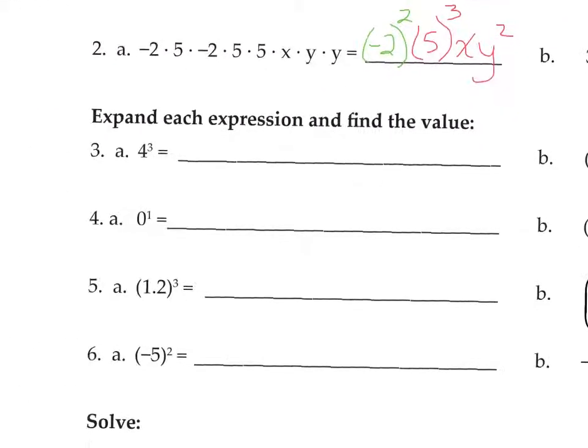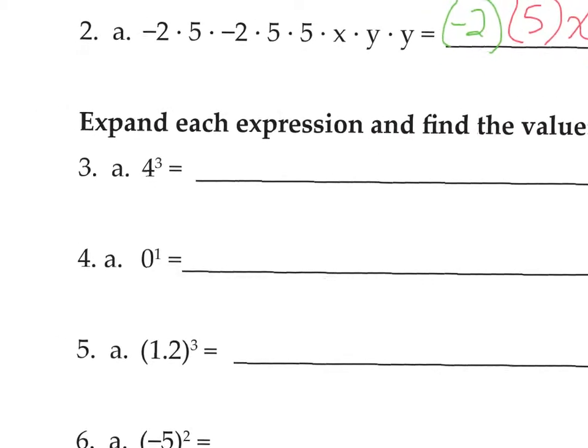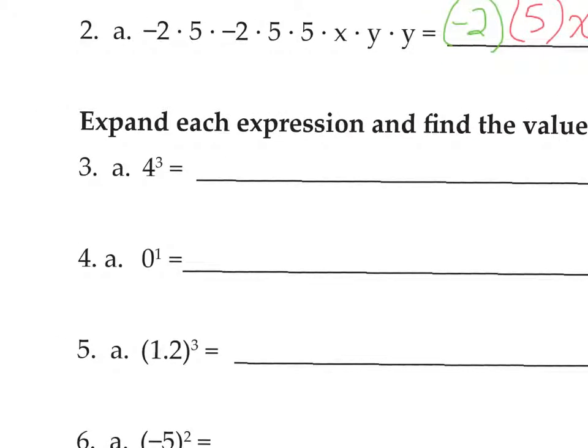All right, expand each expression and find the value. So this means we read it as 4 cubed. There are 3 4's being multiplied together. So to expand it, 4 times 4 times 4, and then we multiply it together. What do we get? 16 times 4, which is 64.